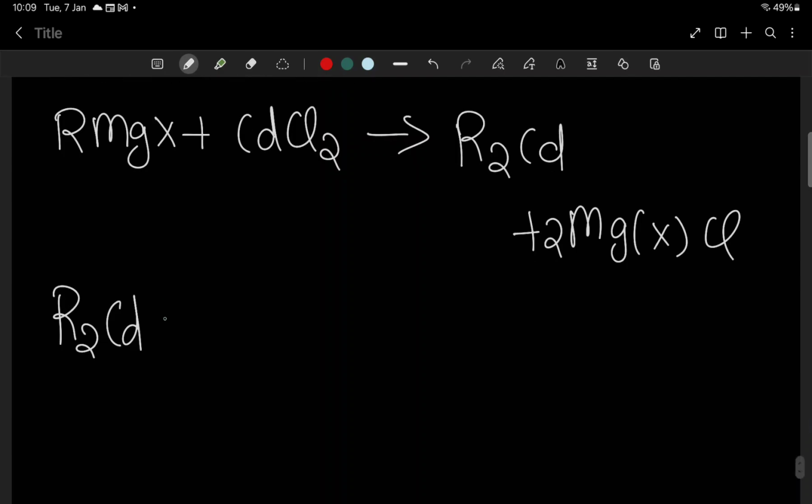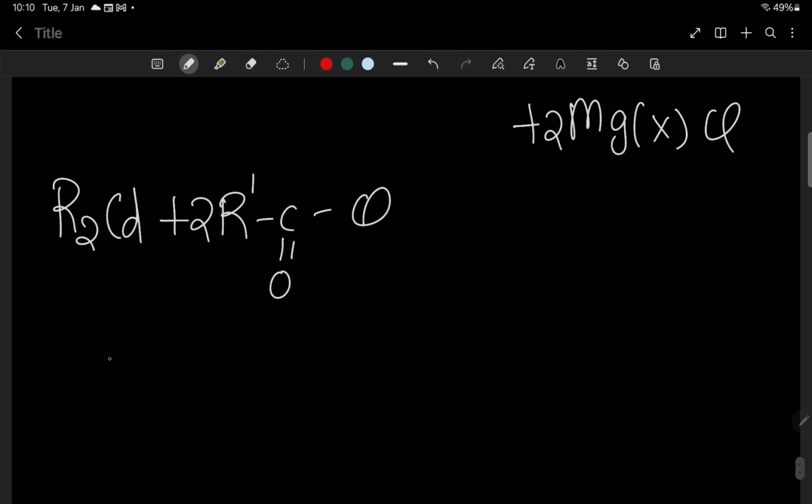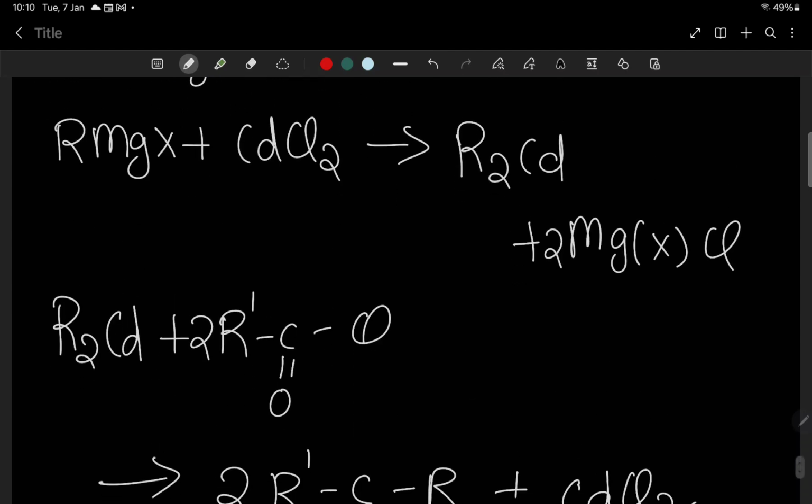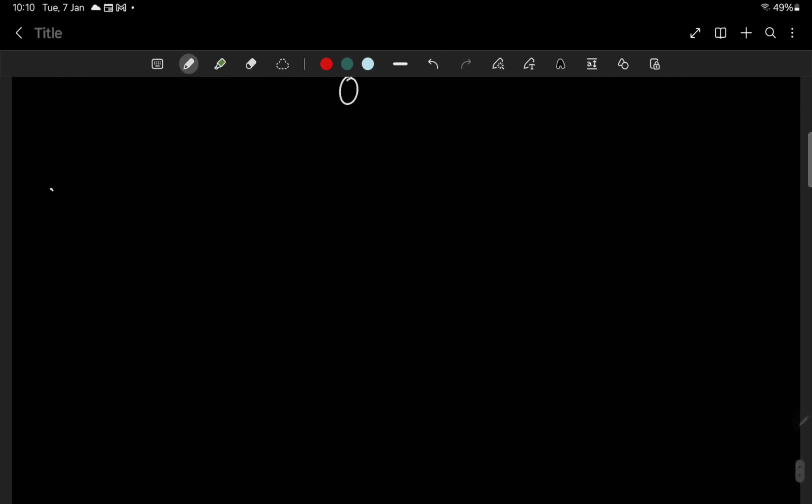Now this R2Cd is taken, and into this we add the acyl chloride or acid chloride, that is R dash C double bond O Cl. We take 2 of them, because R2 is there. Now what happened? We get 2 R dash C double bond O R plus once again we get our catalyst, that is cadmium chloride.